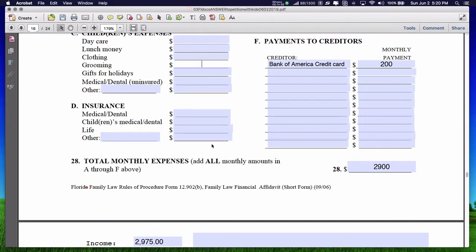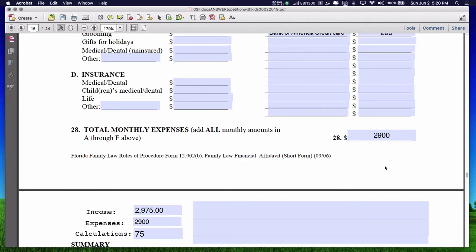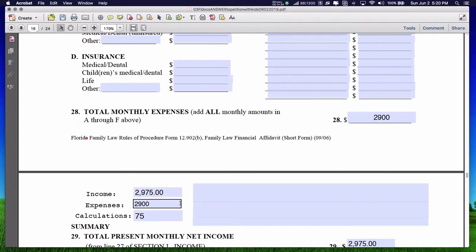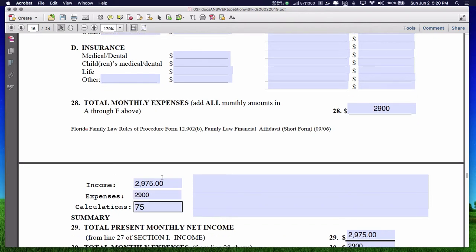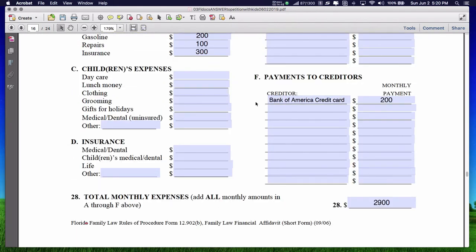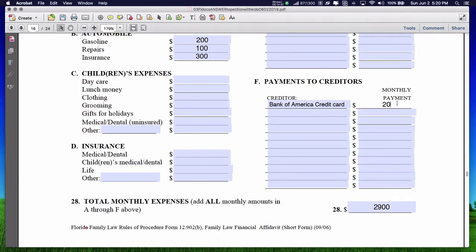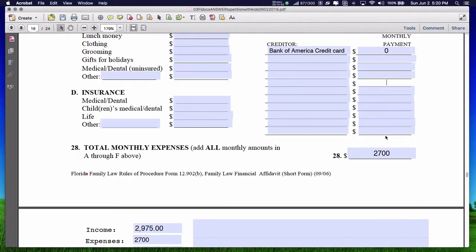whatever it is, now you're going to have a number at the bottom here, which is going to transfer to this place. Now you see if your incoming is $2,975, your net, and your outgoing is $2,900, there will be a surplus of $75 a month, or whatever it is. So let's say you're not spending $200 on your Bank of America credit card. Let's say it's zero. It doesn't cost you anything.